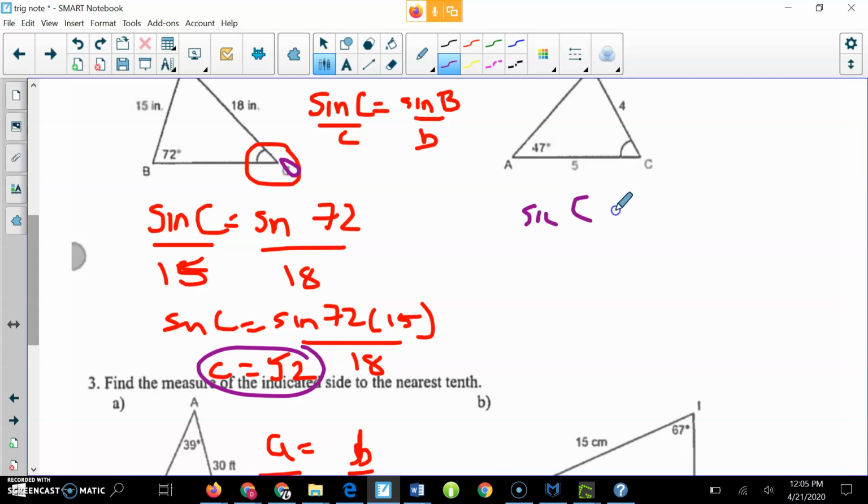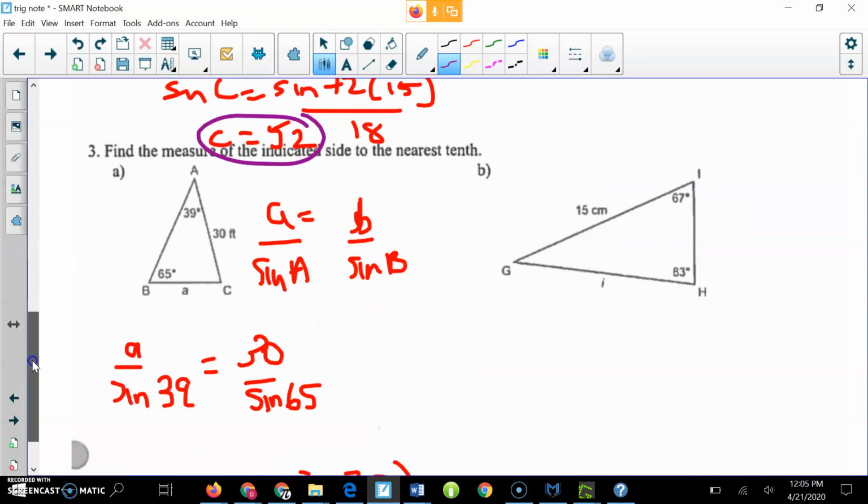Okay, this is a little slow today. Over, okay, so I'll just do the setup, and then you're on your own from there. Sine big C would be over little c, and then the pair that I have is the A pair, so you would go sine big A over little a. Okay, sub in, move this C up, hit second function sine, and you're good to go.